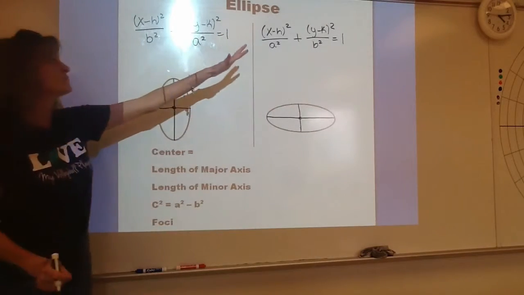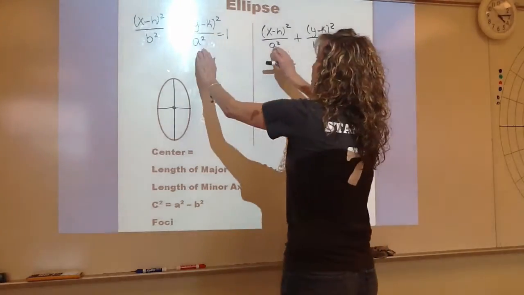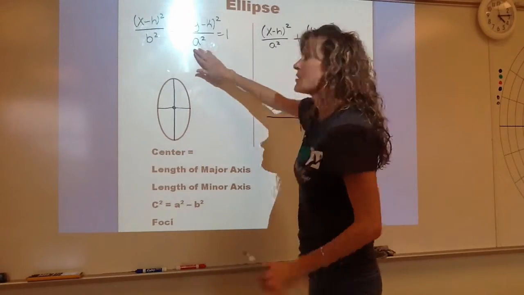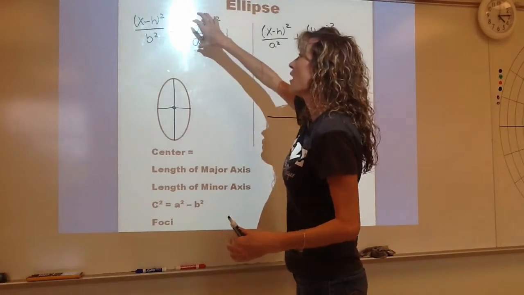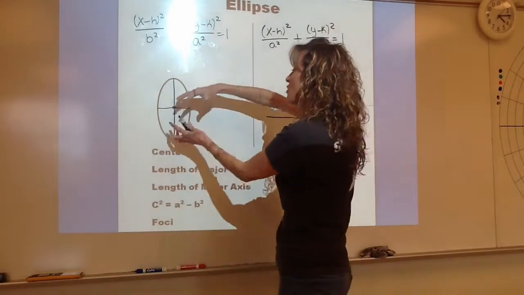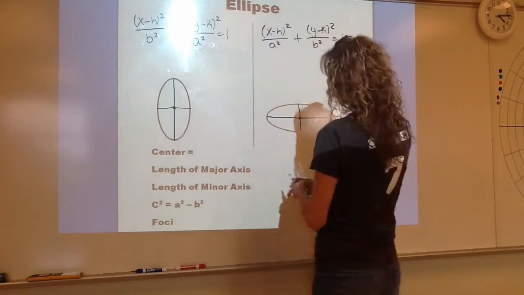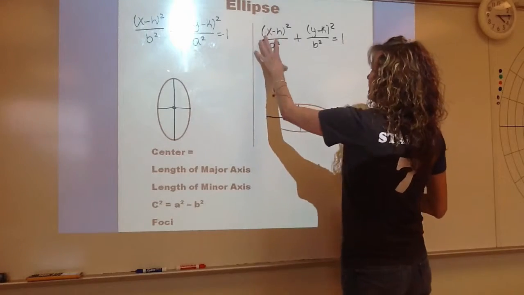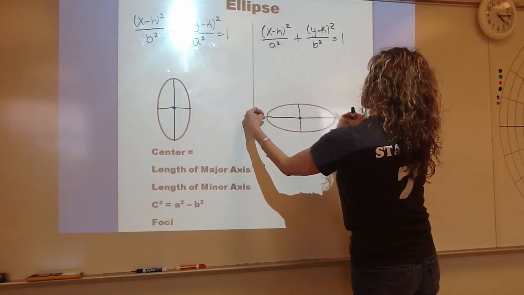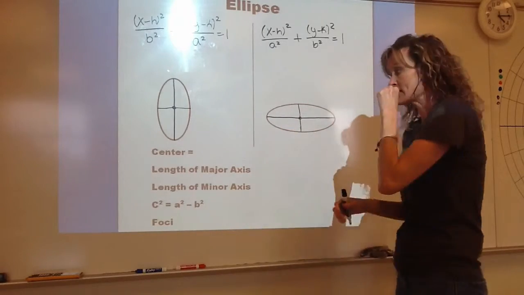All right, so look at them. Notice that they both equal 1. They have to equal 1. And a squared is always the bigger denominator, and b squared is the smaller denominator. So when a squared, the bigger denominator, is underneath the y, then it is stretched in the y direction. Y goes up and down. So my ellipse is stretched in the y direction when the bigger denominator is under the y. If my bigger denominator is under the x, then my ellipse is stretched along the x-axis, in the x direction, so horizontally.